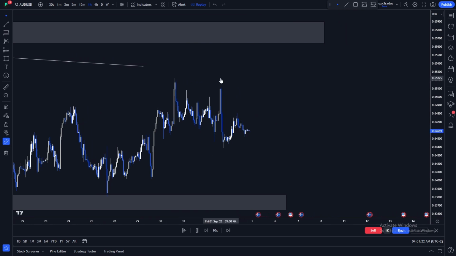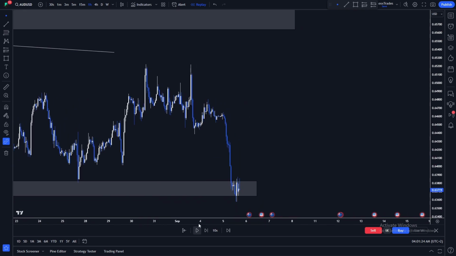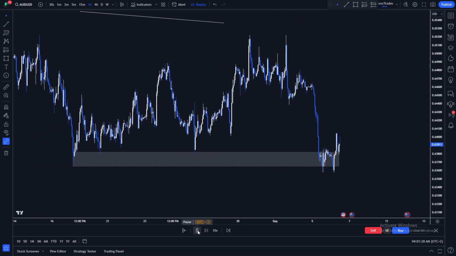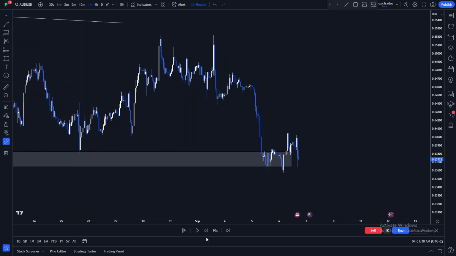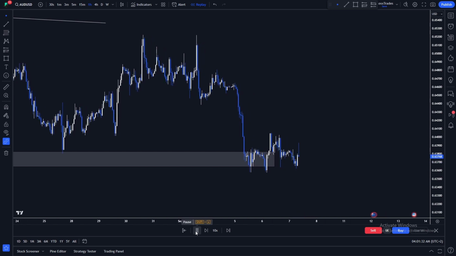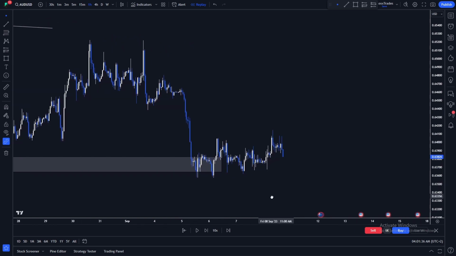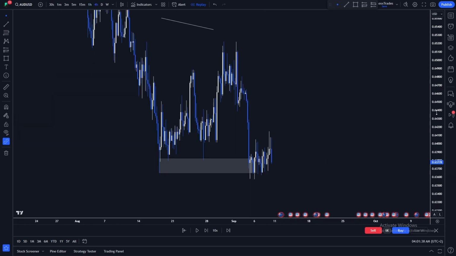So what does price do? It does mitigate here and then it comes over. As expected, it did mitigate all the way down, took out all of that liquidity. It could give a trade, it could not give a trade. It doesn't really matter because you always want to go for the most extreme zones, which actually happen right here.